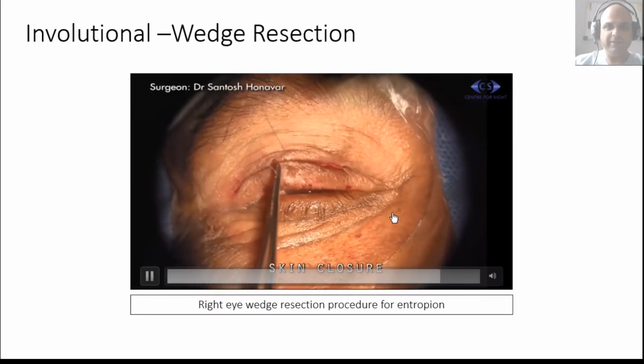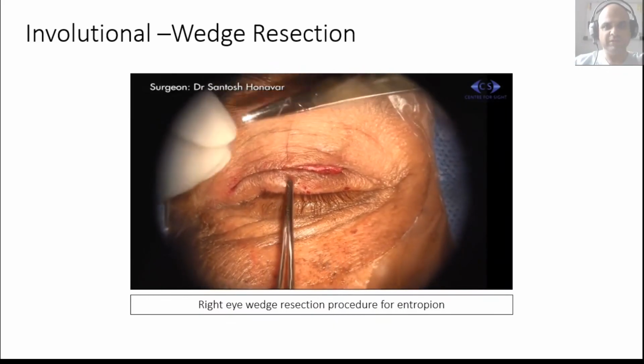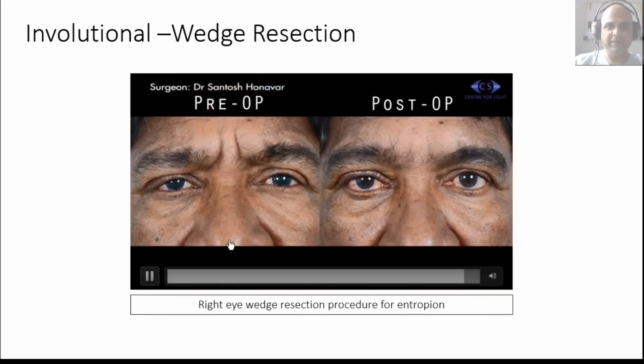So finally, the skin is sutured after suturing the resected tarsal plate, and you can see how much of an improvement there is. The lashes are all appropriate, and there's a lot of symmetry between the 2 eyes now.